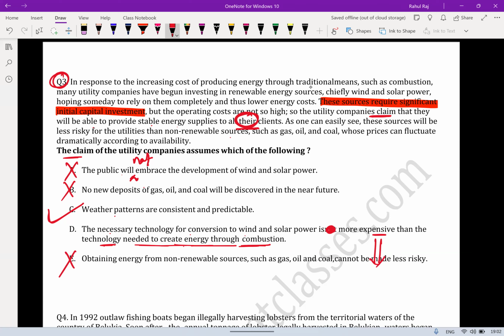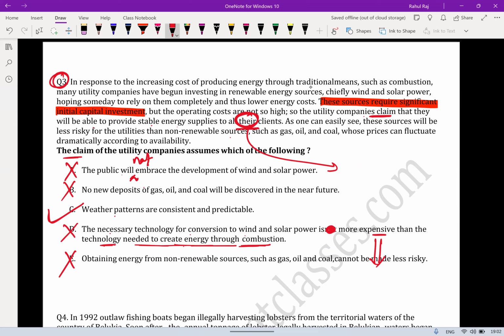Now, if I ask what inference you can draw by reading this statement, that the necessary technology for conversion to wind and solar power is more expensive. The inference you can draw is that because it is more expensive, people will not take them. But the point is that the company claims they are only bothered about their client. It does not matter to them at all whether it is expensive or cheap for you. If you are their client, they are bothered about you. The rest, they don't care about at all, because it's very clearly given to you in the claim. So wordings are 100% important, guys.